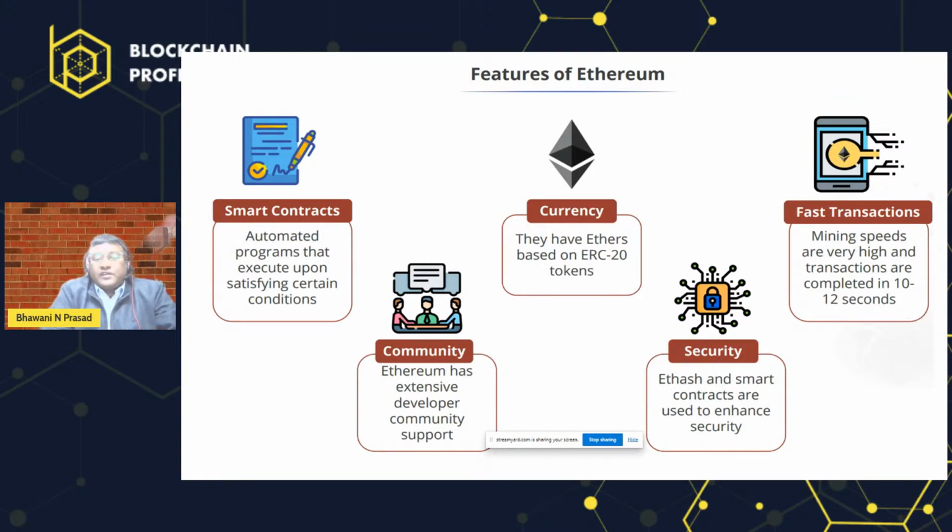Currency: mostly these are based on ethers and ERC20 tokens. There are various tokens, and for currency-related transactions, we use ERC20. Mining speeds are very high and transactions are completed in 10 to 12 seconds. Security: smart contracts are used to enhance security. Community: Ethereum has extensive developer community support.